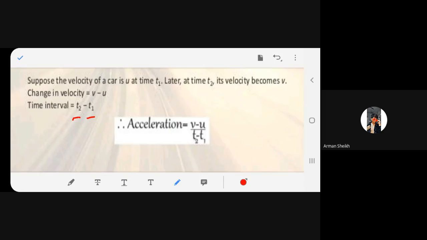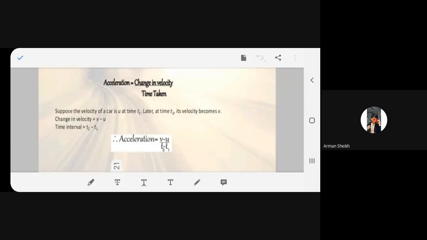And in the other slide what we had seen? We had seen v minus u upon t, isn't it? Now t has been changed into final minus initial, so it becomes t2 minus t1. That's the reason that I've taken this slide. So it need not be only t, it could be the difference of the time as well, the final time minus initial time. I hope you have understood regarding the acceleration.